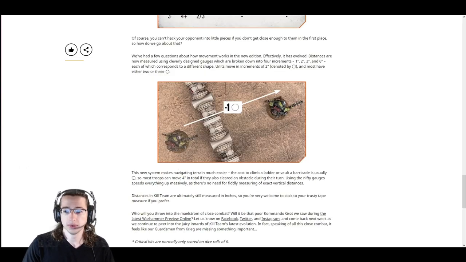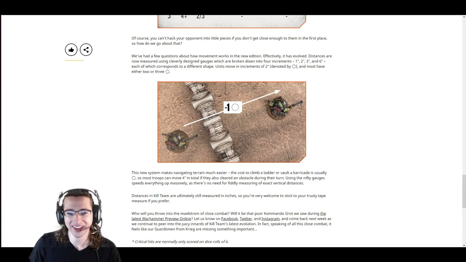So at the end of the article, they're talking about the way movement works in the combat phase. Well, I say combat phase, but there's not phases anymore, so just completely ignore that. They say we've had a few questions about how movement works in the new edition. Effectively, it has evolved. Distances are now measured using cleverly designed gauges, which are broken down into 4 increments, 1 inch, 2 inches, 3 inches, and 6 inches, each of which corresponds to a different shape. Units move in increments of 2 inches, denoted by the circle, and most have either 2 or 3 circles.